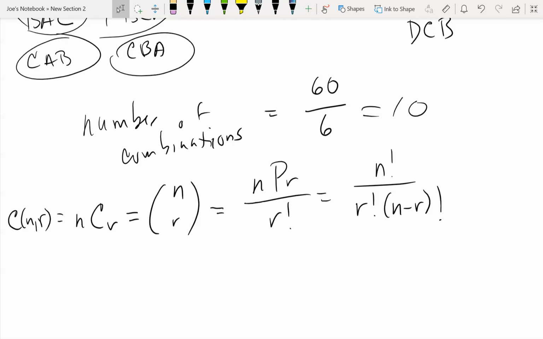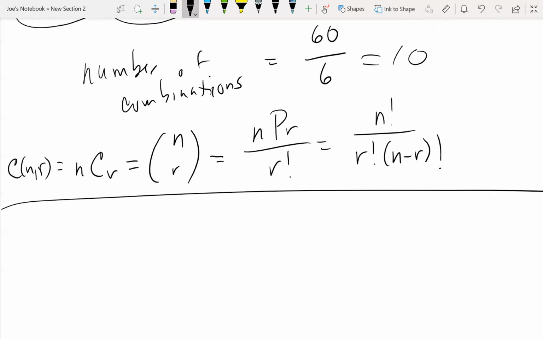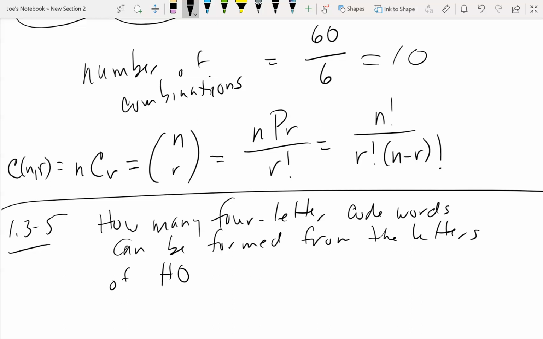All right. Okay, so let's see if we can do a couple of problems here out of the book and see if we all can make sense of what's going on. So first let's just look at 1.3-5 in the book. 1.3-5 says, we're going to ask how many 4-letter code words can be formed from the letters of HOPE.